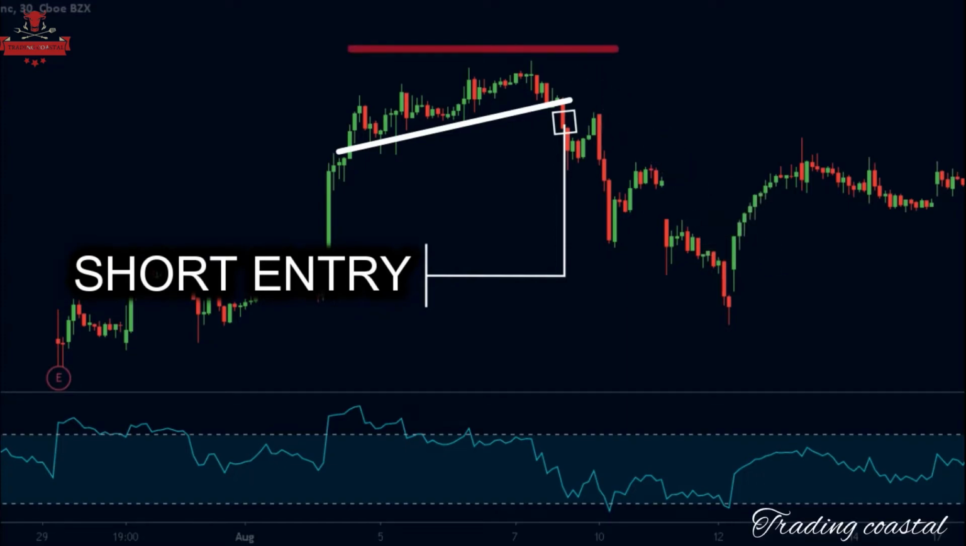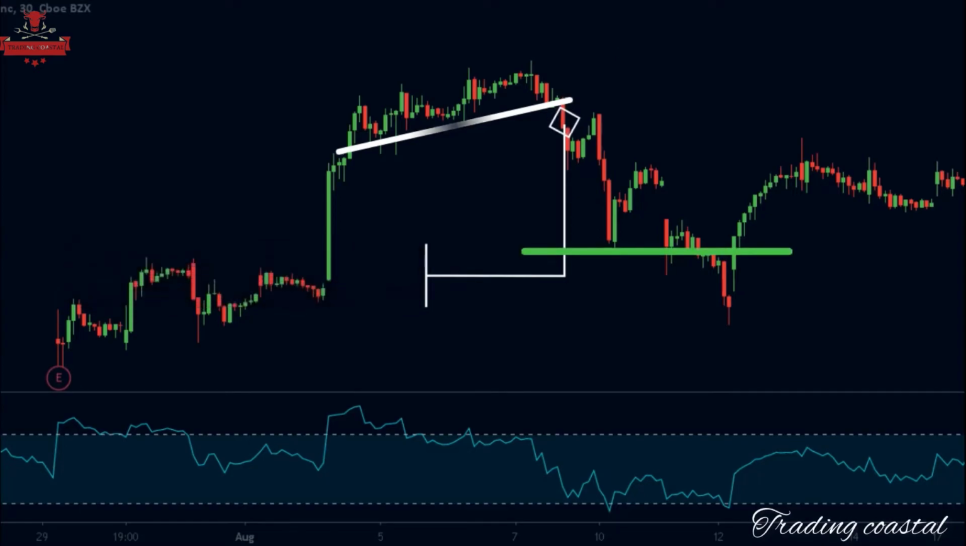Again, we can keep our stop loss above the recent swing high. And we can take profits at the near swing low.